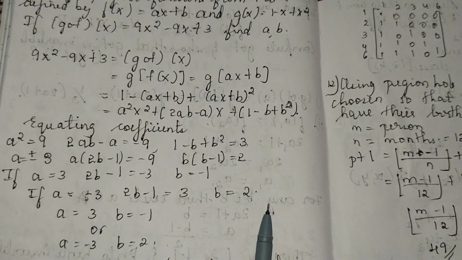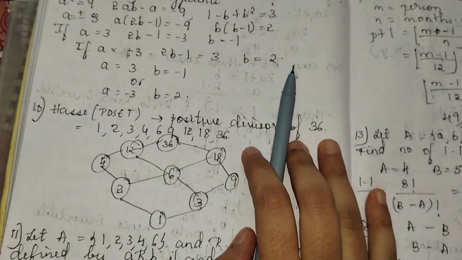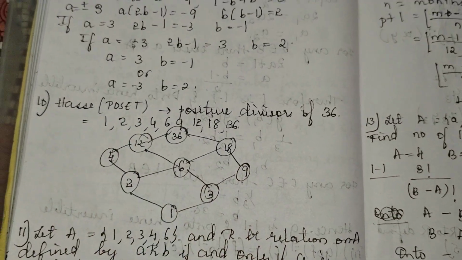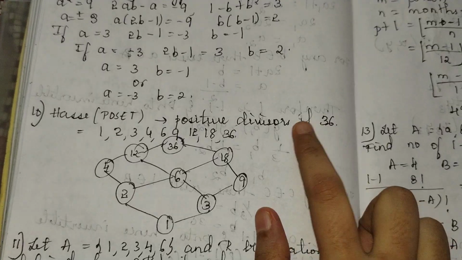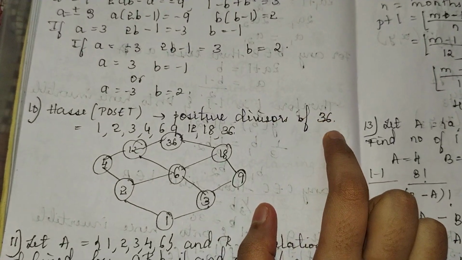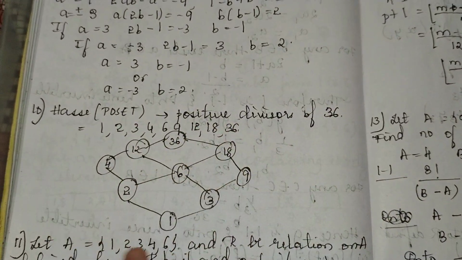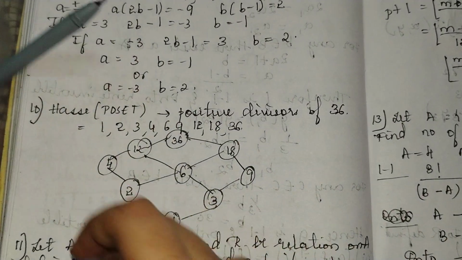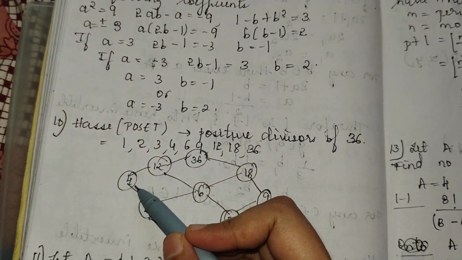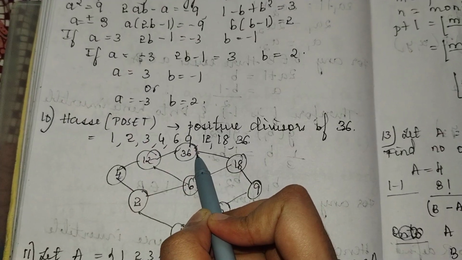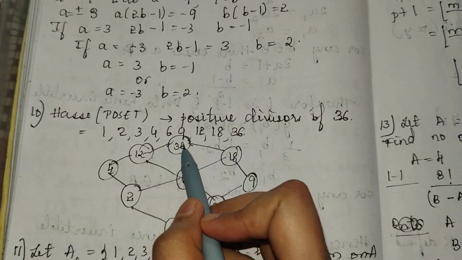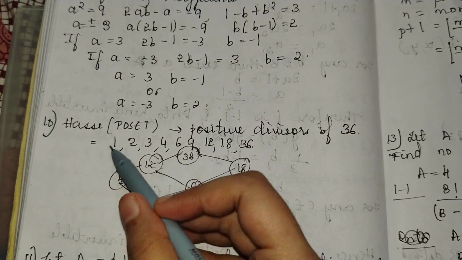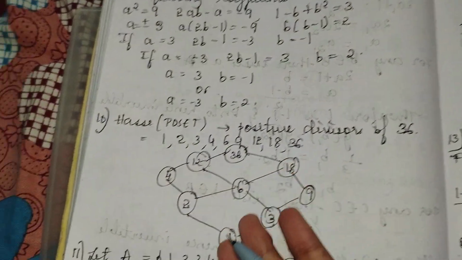I think you can do this, it's easy. Okay, then we have to draw the Hasse diagram where they have told you to consider the set of divisors of 36. Draw the Hasse diagram. Suppose now we want to relate 4 with 36. You can indirectly relate it: if 4 is related to 12, and 12 is related to 36, then 4 is related to 36 also. Simple.